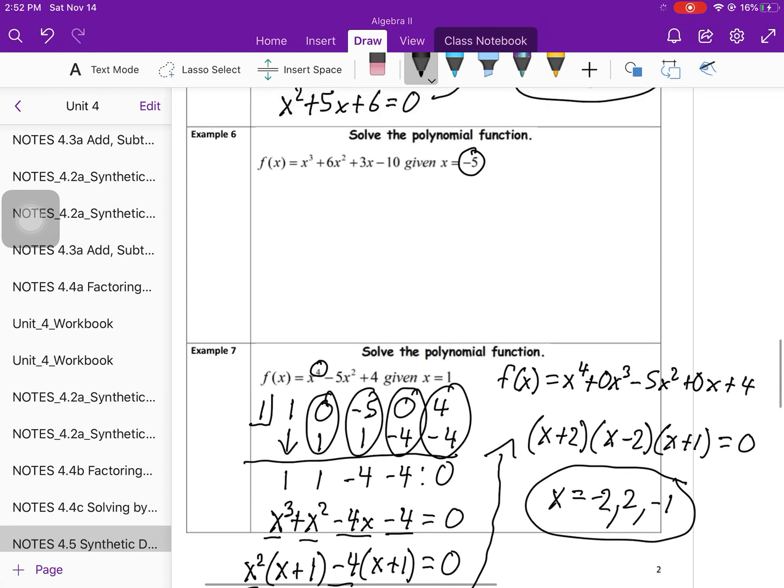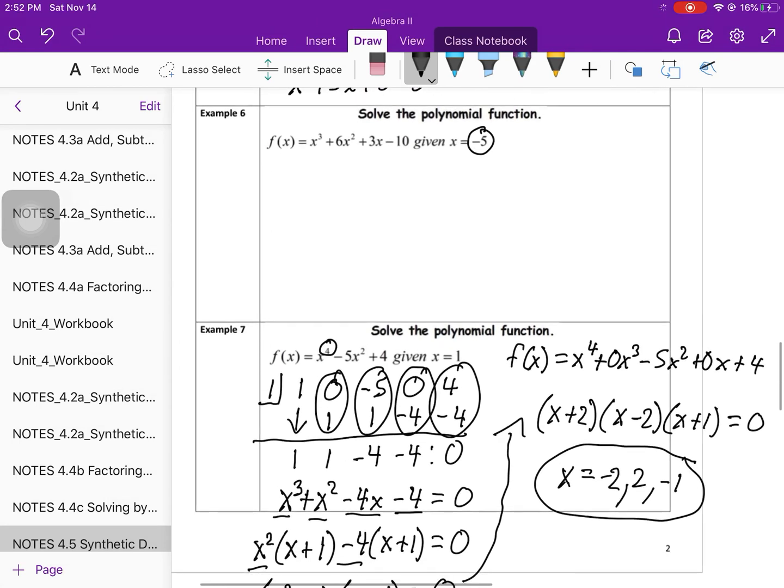Okay, so your only one that you have to do here is example 6. So give it a try, do the best that you can, break it down, and then use a method of your choice.